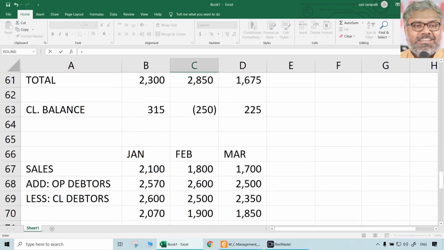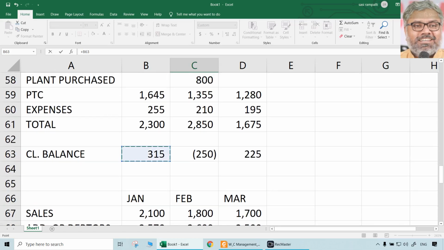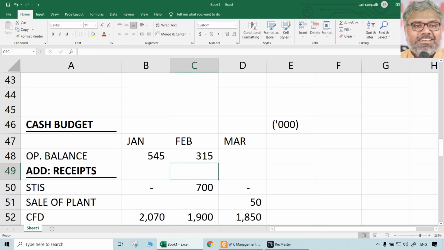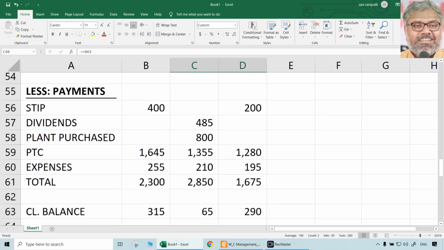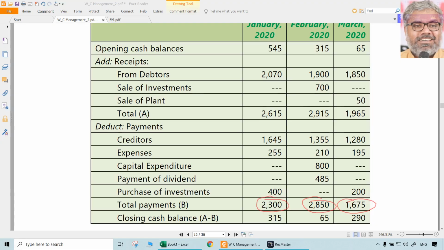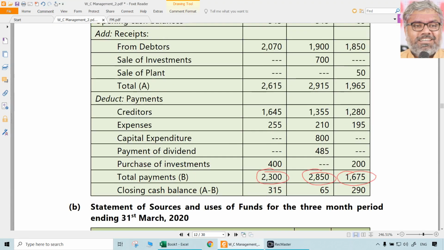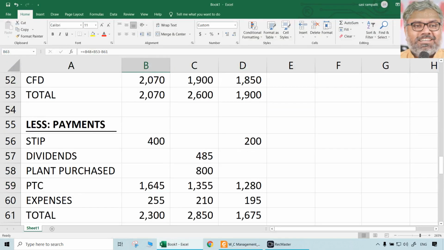The closing balance of January will become the opening balance of February, right? So that has to be taken. Closing balance of February will become the opening balance of March, right? That has to be taken also. Now this is correct. Yes. 315, 65 and 290 are the closing cash balances at the end of each month.